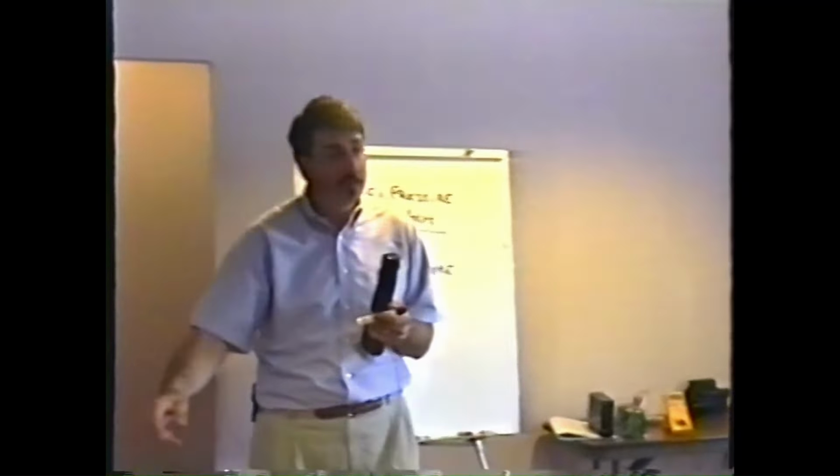So the difference between DC and AC is that in DC, the current flows only in one direction. In AC, first that side's positive and that side's negative, and the current flows this way. Then the polarity reverses, and the current flows the opposite direction. That's the difference between AC and DC.